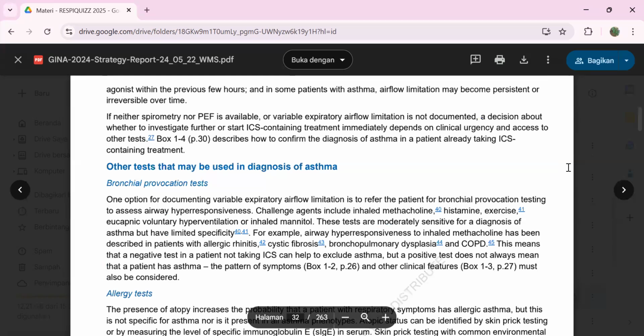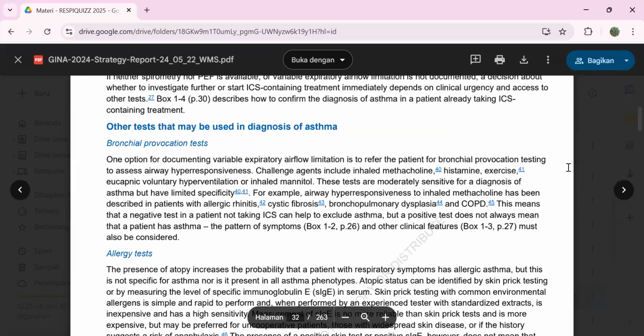Other tests that may be used in the diagnosis of asthma. Bronchial provocation test. One option for documenting variable expiratory airflow limitation is to refer the patient for bronchial provocation testing to assess airway hyperresponsiveness. Challenge agents include inhaled methacholine, histamine, exercise, eucapnic voluntary hyperventilation, or inhaled mannitol. These tests are moderately sensitive for a diagnosis of asthma but have limited specificity.